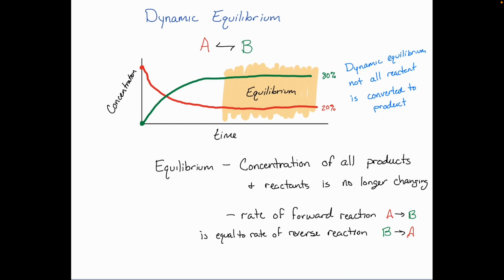So again, it's not like these reactants get to a certain percentage and say, all right, I'm done. We're all just going to stop reacting and everything's going to remain constant. There's back and forth going on, right? It's just that now the reverse reaction of B getting converted back into A is now equal to the rate at which A is getting converted to B.